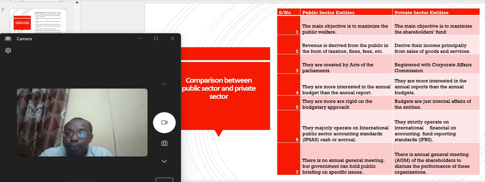So these are the major differences between public sector entities and private sector entities. And here we are drawing the curtain on the introductory aspect of public sector accounting and finance. By the next topic, we will dive deep into the major topics of public sector accounting.